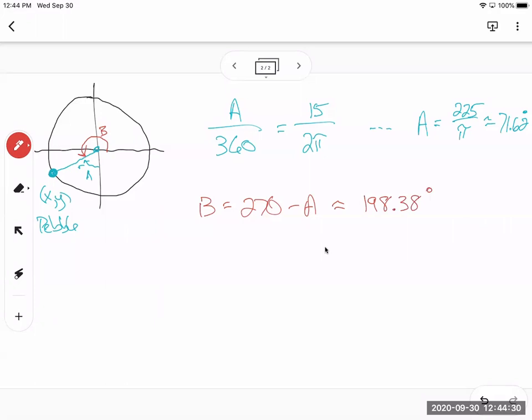Either way would be perfectly fine. So instead of 360 right here, I could have written 2 pi.